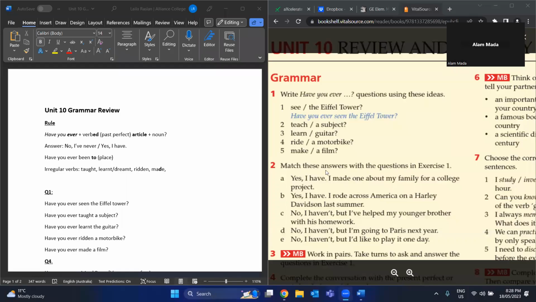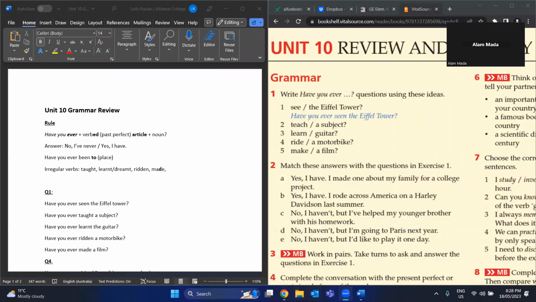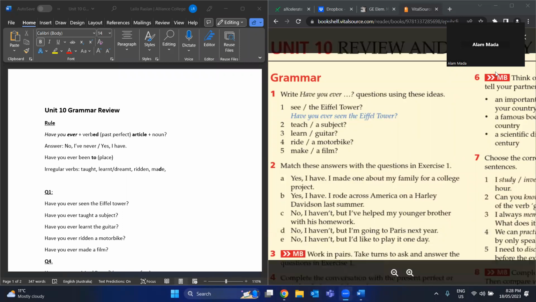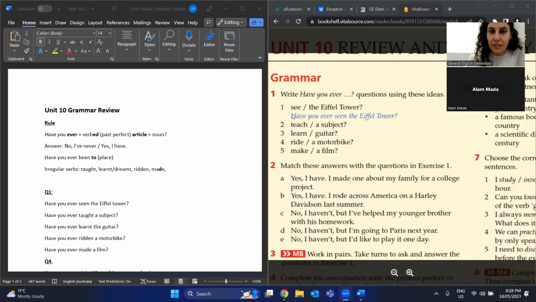Okay, so we're doing have you ever? And can you see how I've got grammar number 1? This is from Unit 10, the 4th one. Have you ever ridden a motorbike? So what would you answer, Natalia? Have you ever ridden a motorbike?